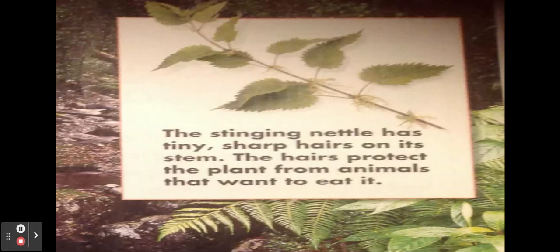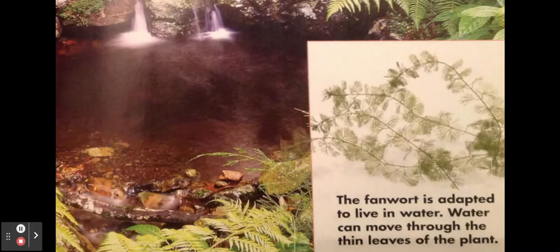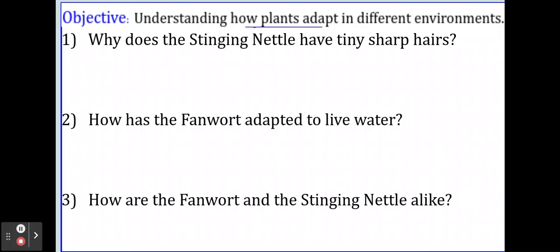Here we go. The stinging nettle. The stinging nettle has tiny sharp hairs on its stem. The hairs protect the plant from animals that want to eat it. The fanwort is adapted to live in water. Water can move through the thin leaves of a plant.